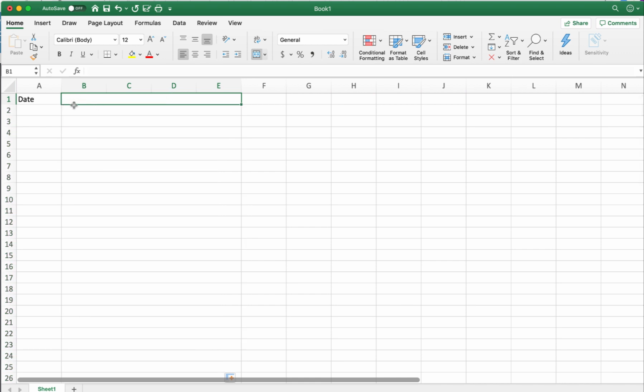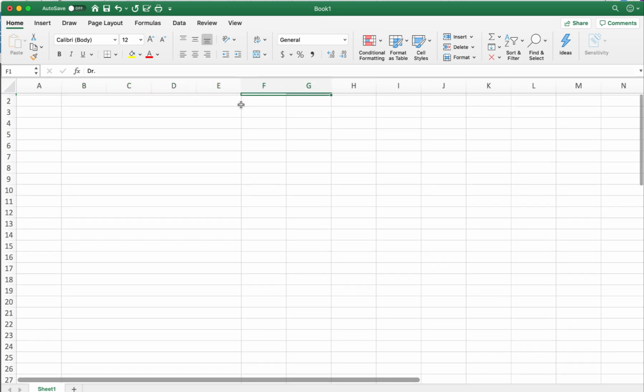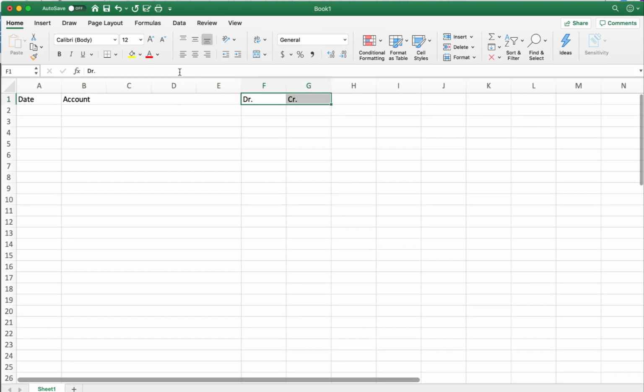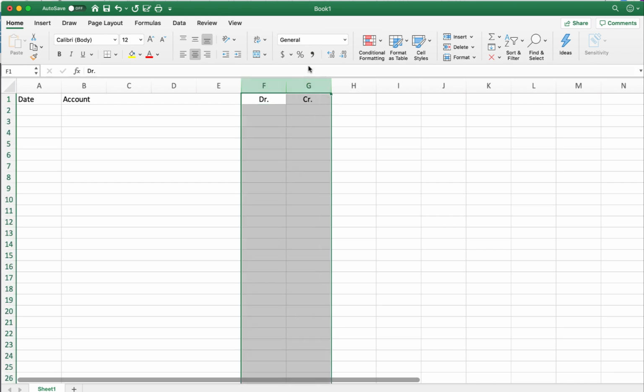And then in this cell reference B1, we're going to type in account. F1 is going to be our debit column, so we're going to type in DR. G1 is going to be our credit column, so we're going to type CR. Again, in case you guys haven't noticed from my last video, I love spreadsheets, and want to make sure they look nice and neat. So I'm going to go ahead and click the center text button on my F1 and G1. It just centers those debits and credits, makes it look just a little nicer.